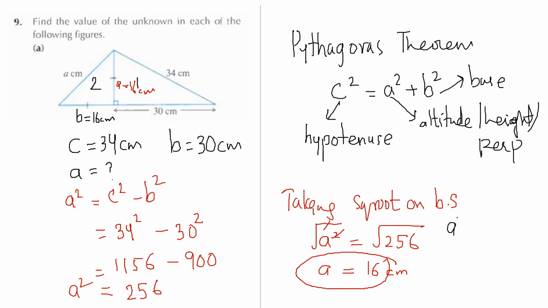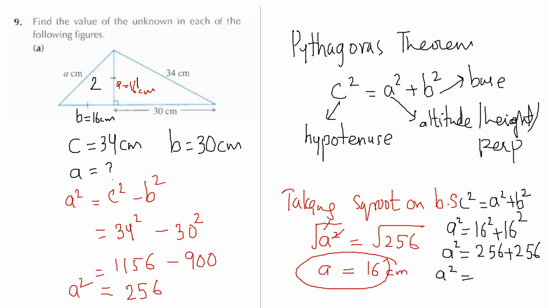Now I know that a square is equal to, I can write it as 16 square plus 16 square, because c squared is equal to a square plus b square. In this case I have b as 16 and a is also 16, so I will take 16's square and I am going to get a square is equal to 16 square is 256, 256 plus 256. Now 256 added 2 times is 512.